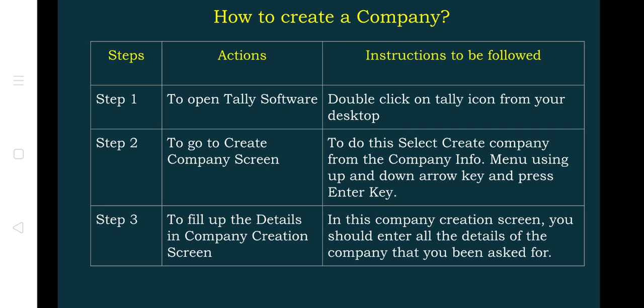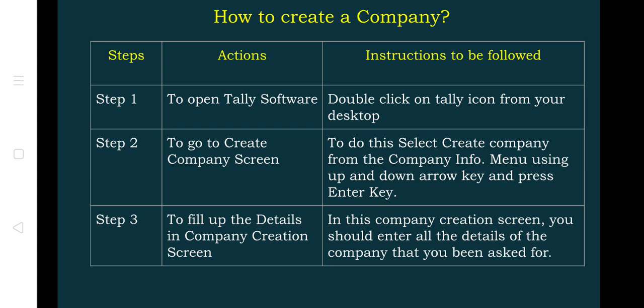Step 1, open Tally software. Double click on the Tally icon on your desktop. Whatever Tally is installed in your system, you just double click on it to open it. Step 2, go to the create company screen. For that, select Create Company from the Company Information menu using the up and down arrow keys and press the Enter key.